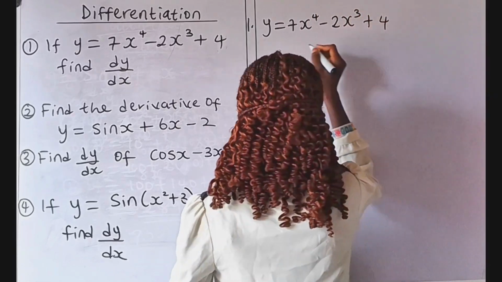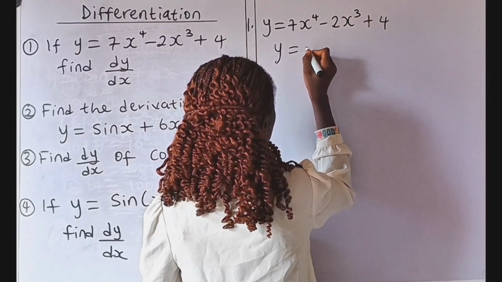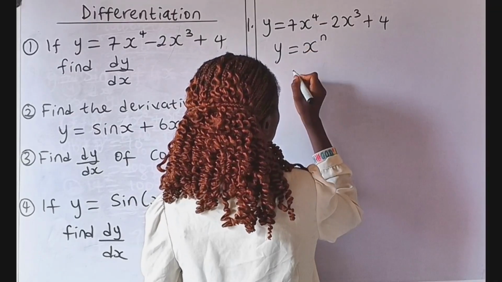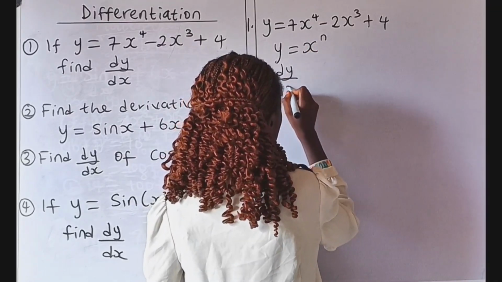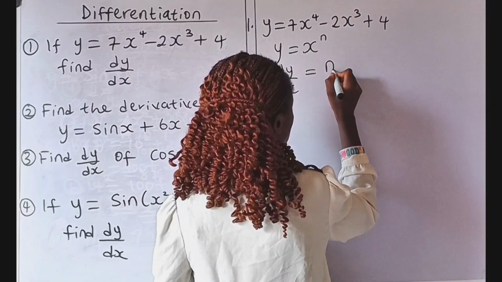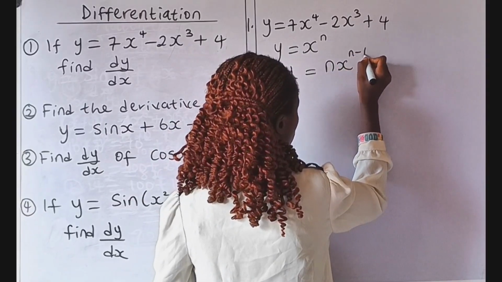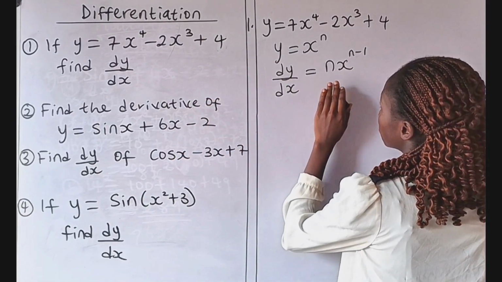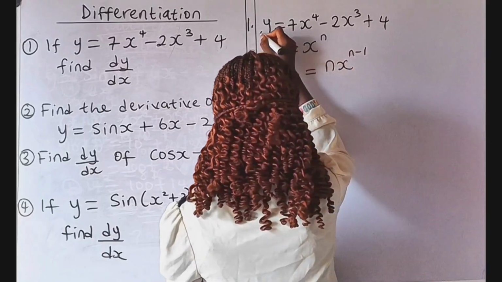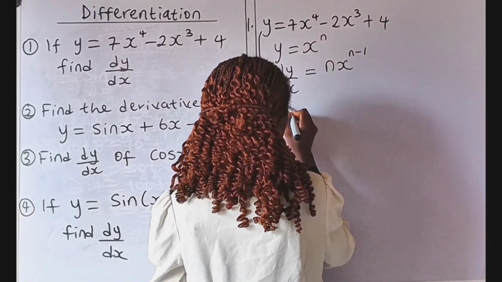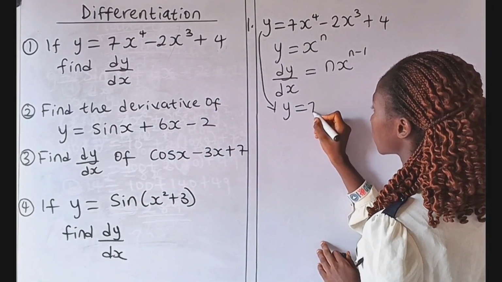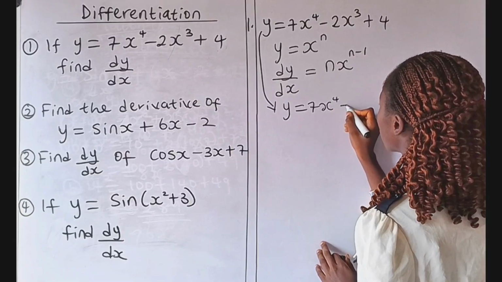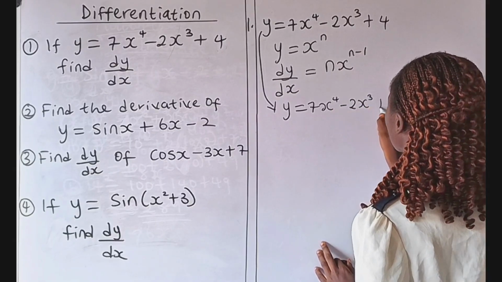A formula to apply is this. Take y equals x raised to the power n. The dy/dx of this is simply n multiplied by x raised to n minus 1. This is the formula you apply to solve this. So we're going to bring this down. y equals 7x raised to the power 4 minus 2x raised to the power 3 plus 4.